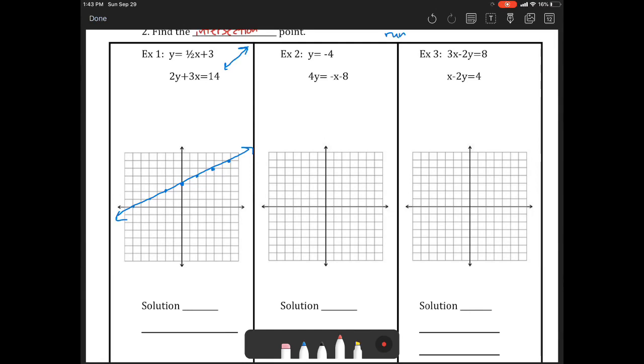So our next equation is not in slope-intercept form, so we're going to have to switch it to that. First thing I'm going to do is try to get y by itself. So I'm going to move my 3x to the other side by subtracting on both sides. So I get 2y equals negative 3x plus 14. Well, it's still not by itself, so I'm going to have to divide by 2 on both sides. So now I get y equals negative 3 over 2 x plus 7. So this is this equation.